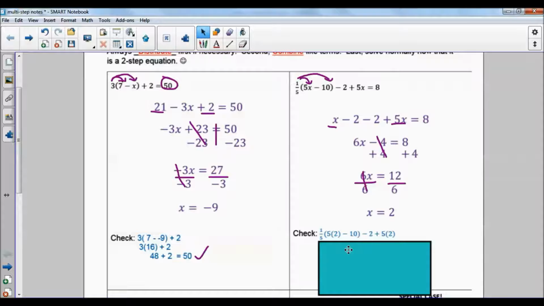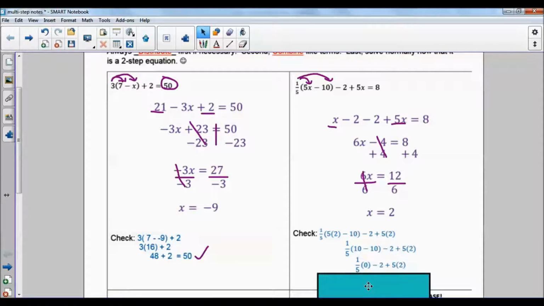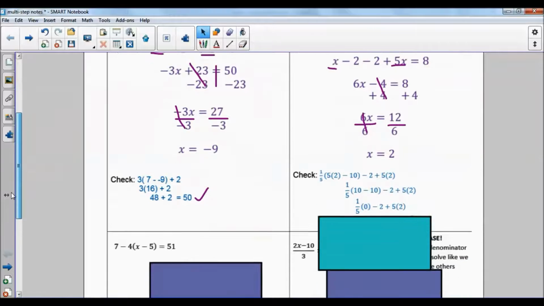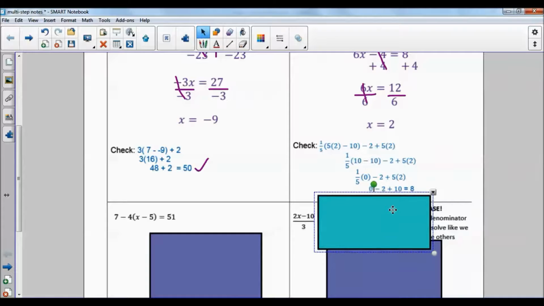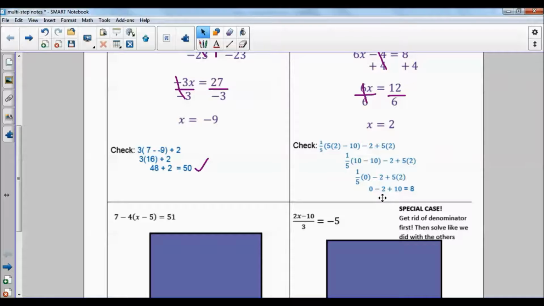So the first thing in order of operations I'm going to do is 5 times 2 inside the parentheses. Right, so 5 times 2 is 10, so I have 1/5 parentheses 10 minus 10 minus 2 plus 5 times 2. So then 10 minus 10 gives us 0, so I'm going to have 1/5 times 0 minus 2 plus 5 times 2. Okay, so then 1/5 times 0 is just 0, and then 0 minus 2 plus 5 times 2 is 10.